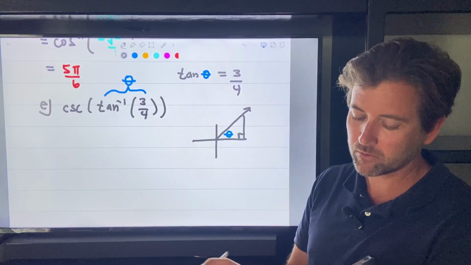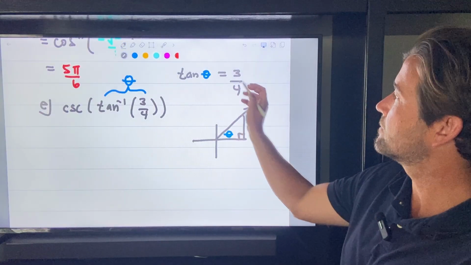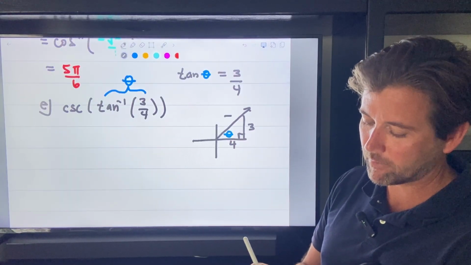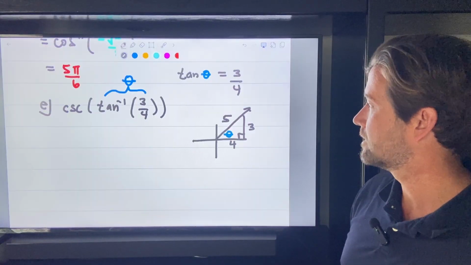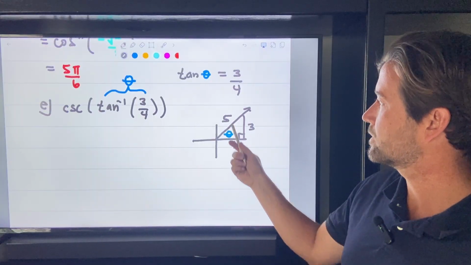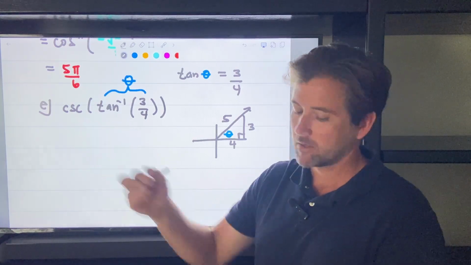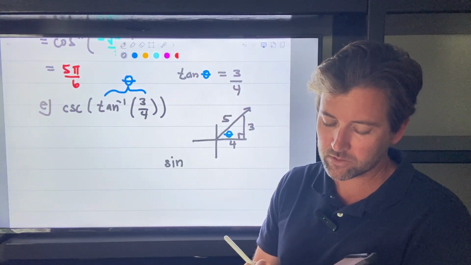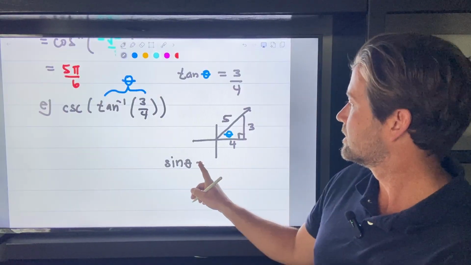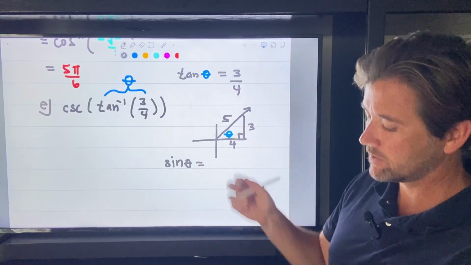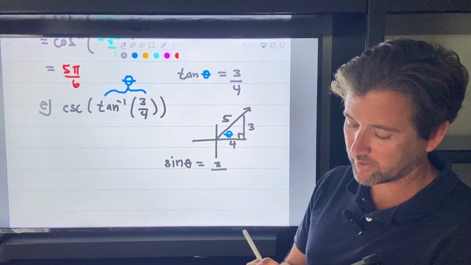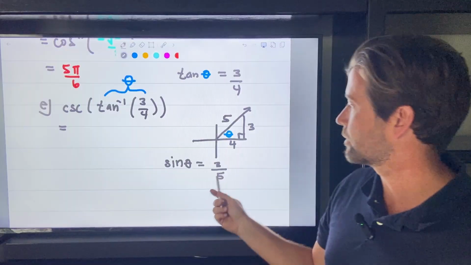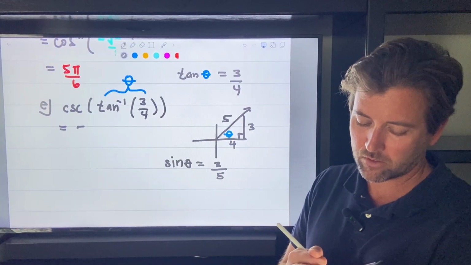We're going to draw a right triangle. So using SOHCAHTOA again, tangent of theta is the opposite over adjacent. The hypotenuse would be 5. 3 squared plus 4 squared equals 5 squared. Now, cosecant is the reciprocal of sine. So the sine of theta is equal to the opposite divided by the hypotenuse. So cosecant, we're going to take the reciprocal of 3/5 and we get 5/3.